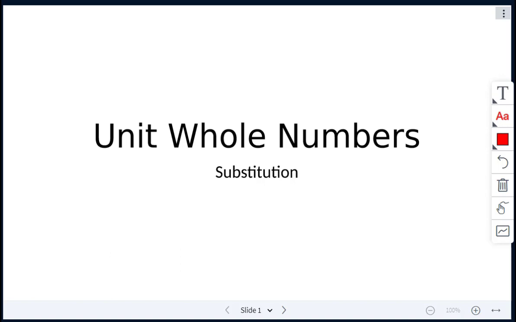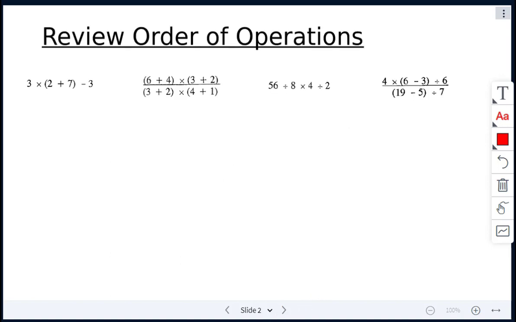All right, so our lesson today is on substitution, but before we start substitution, we're just going to do some quick review of order of operations. So in your notebooks, let's start with the first question here. You're just solving this question using BEDMAS. So remember to use BEDMAS.